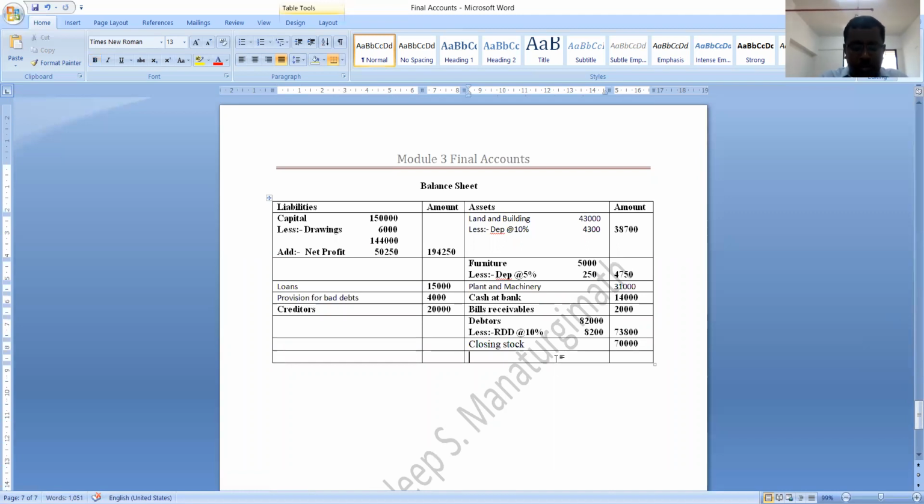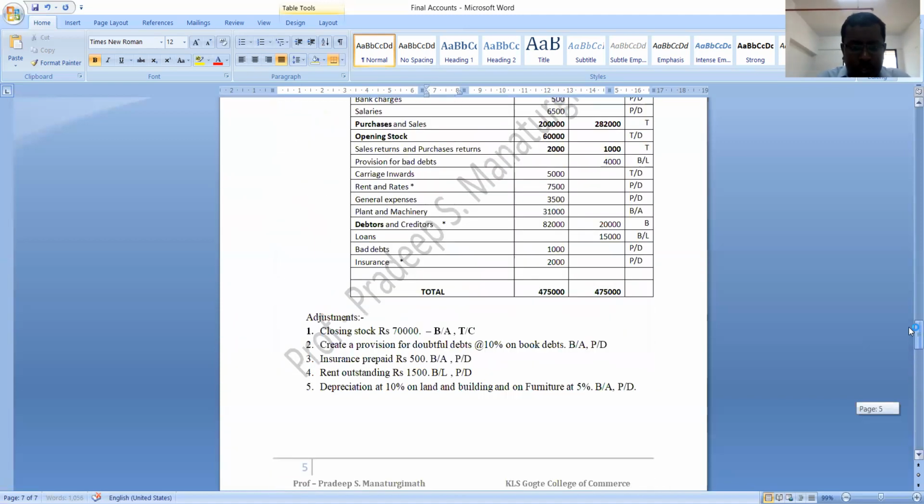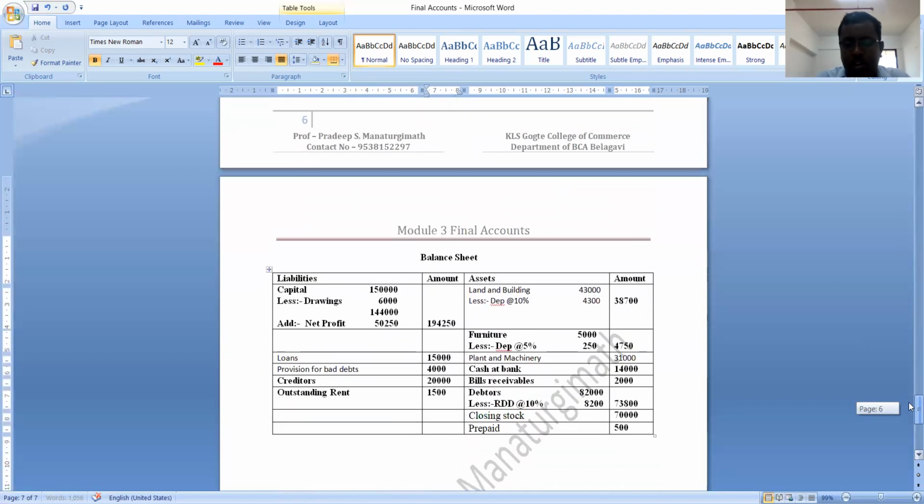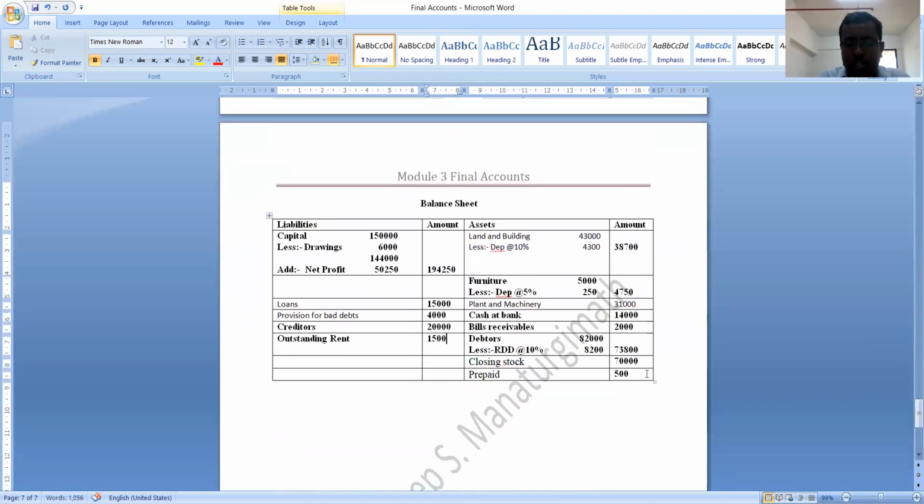Prepaid expenses are always assets, so prepaid insurance must be recorded on the asset side. How much is prepaid insurance? It is 500. Then outstanding expenses must be recorded on the liability side. How much is outstanding rent? It is rupees 1500. Okay, we're done with the third and fourth adjustment. Let us move to the fifth adjustment, which is depreciation. It is already covered. So now everything is done. Nothing is remaining.